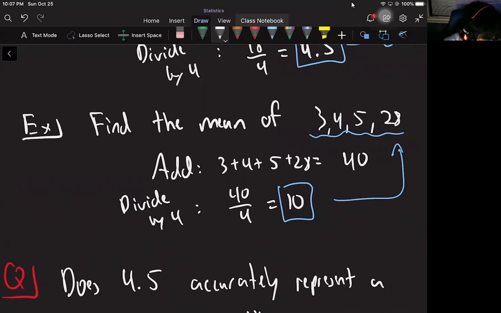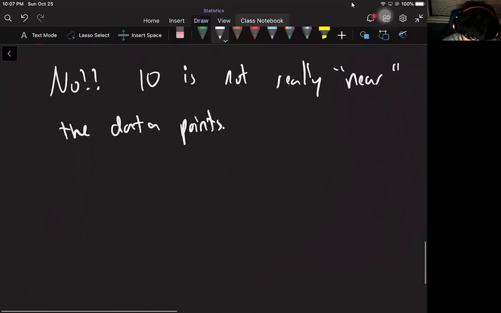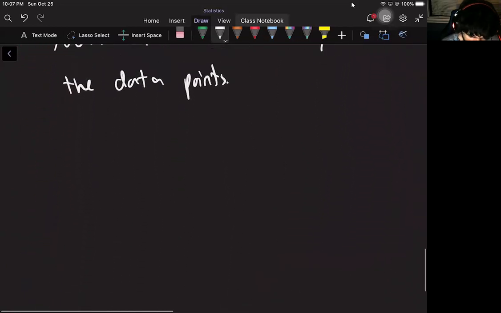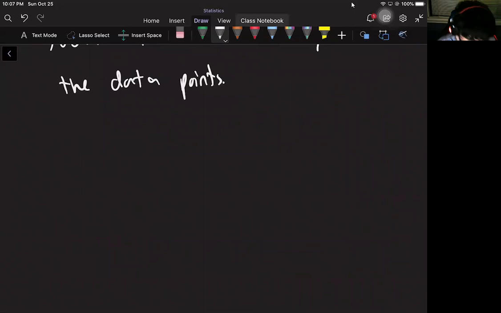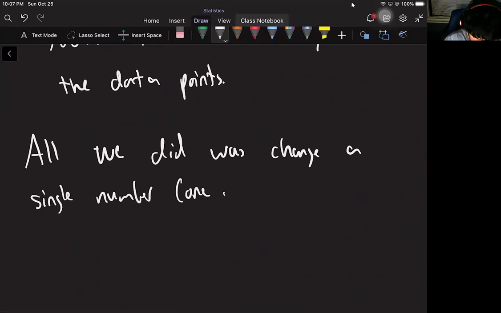So what this is telling us is that if all I do is change a single number, then suddenly the mean changes from being good to bad. And that's the big idea. So all we did was change a single number, or one data point, if you want to use fancy stats language, one data point.